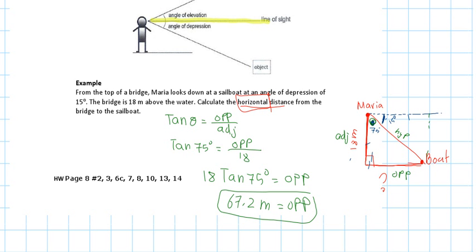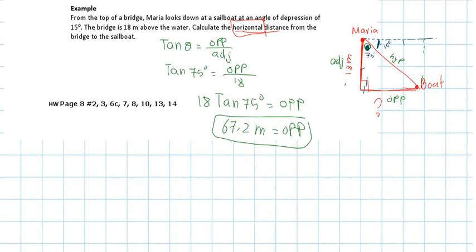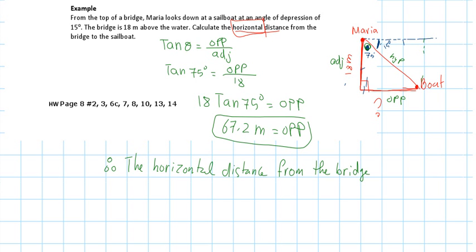All right, because this is a word problem, we're looking at a therefore statement when I'm solving a word problem. So it's going to be: therefore, the horizontal distance from the bridge to the sailboat is 67.2 meters.